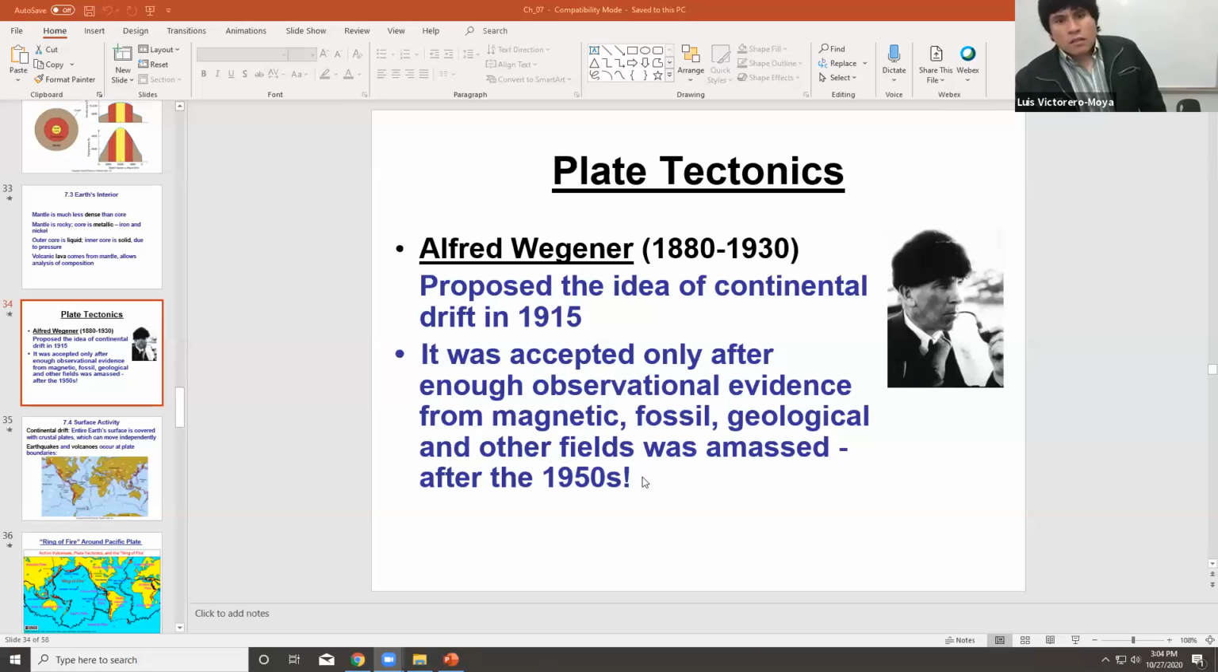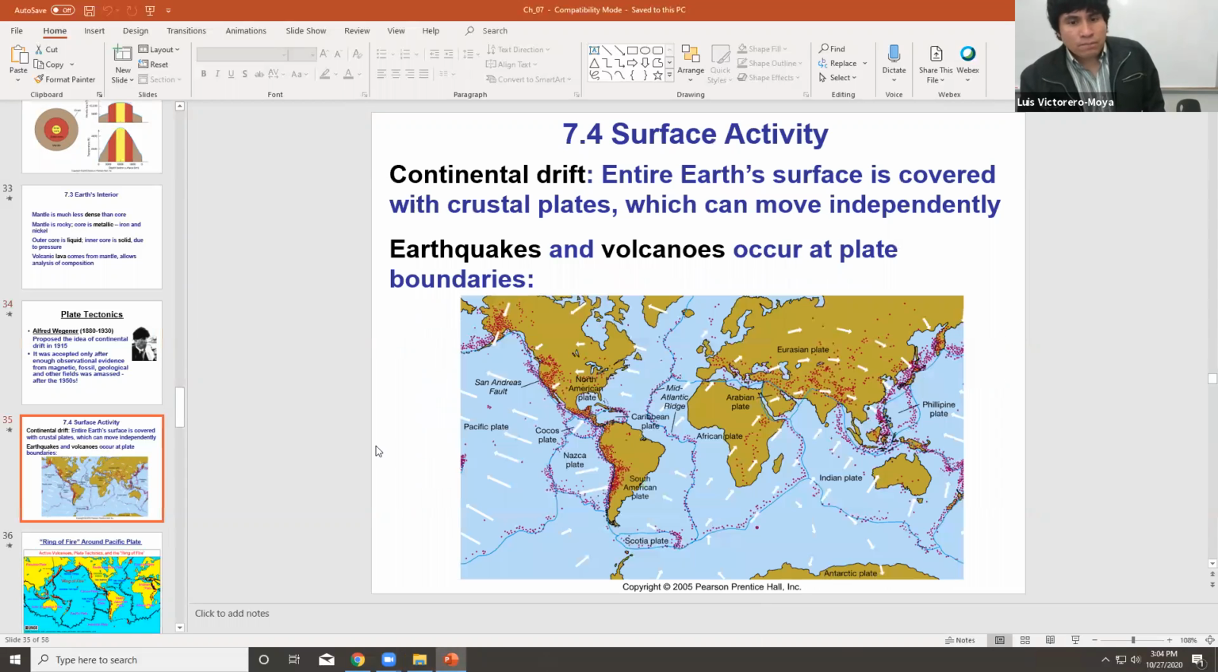Now we have evidences for that, but back then there was not. Look at this slide. He proposed that in 1915. So there is the evidence there. And obviously, look how long it took for it to be accepted after the Second World War. It's incredible, right?